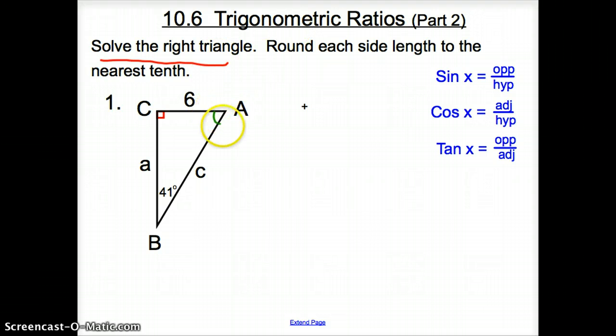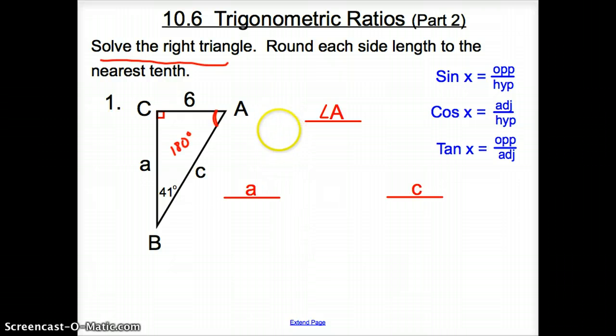So this angle, for example, we do not know, and A and C as well. When we are asked to do this, my first thought is always to find the angle first. So we are going to find angle A. We're looking for this angle right here. Well, first things first, how many degrees are in a triangle? 180 degrees will always be in a triangle.